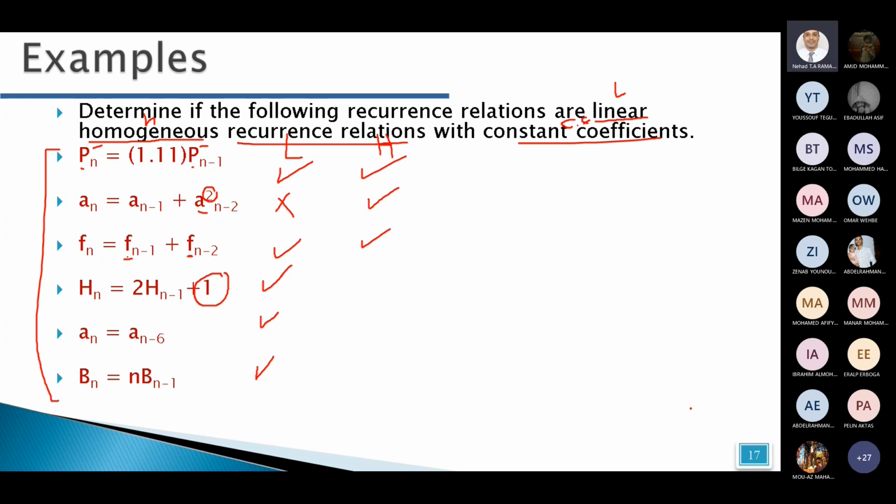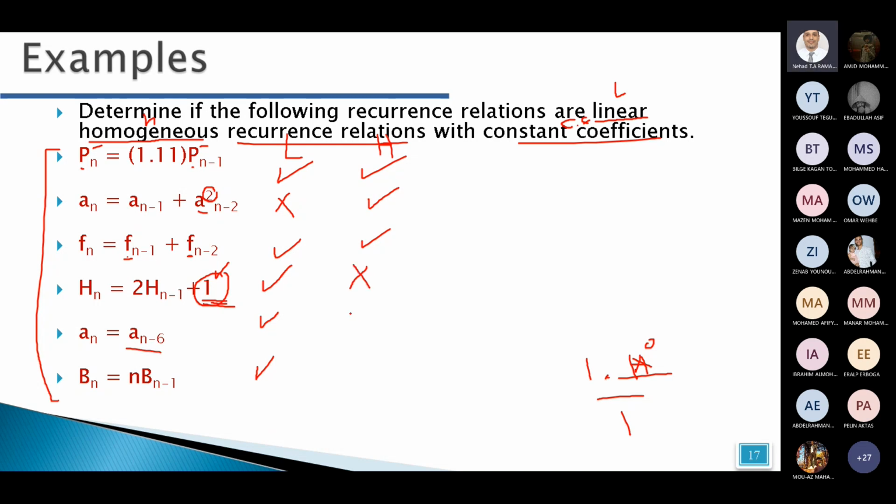When you say this term has 1 only, or 3 or 5, this means it's multiplied by a variable to power 0. So maybe this is multiplied by x power 0, and if it's multiplied by x power 0, it's equal to 1. Maybe it's multiplied by h power 0. We don't know. So this one is not homogeneous because this term is a constant without the variable, so it could take any variable. So this one is not homogeneous.